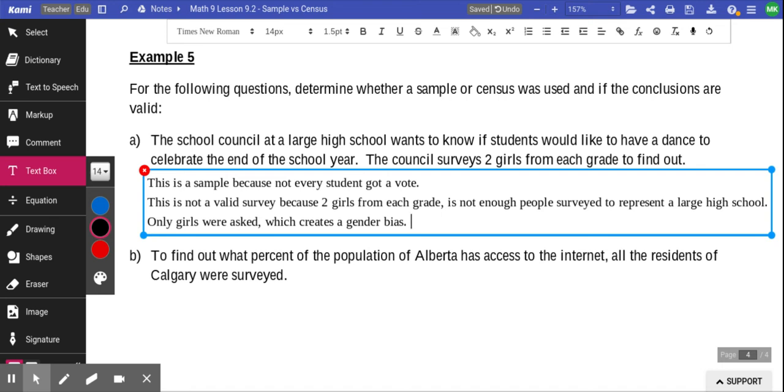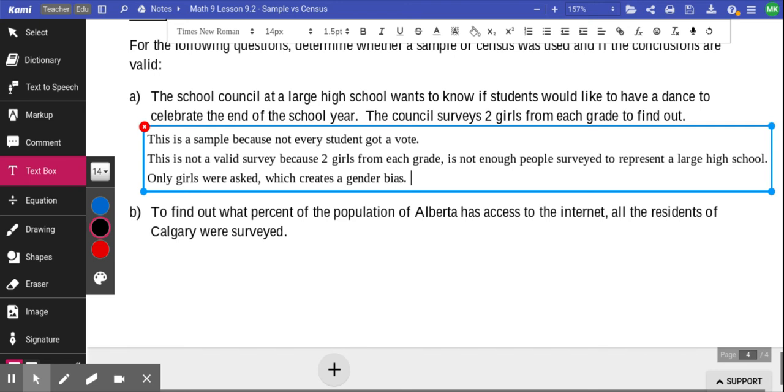And that's not fair to the other group of the population, the other genders, on whether or not you have a dance. So whenever you're just choosing one group of people like that to vote from, that creates a problem in the validity of that survey.